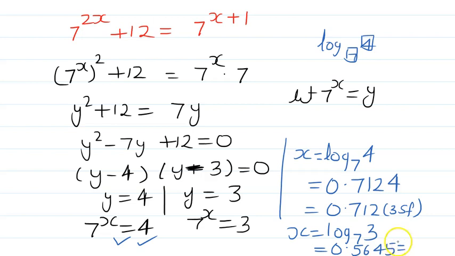Okay, and then you can write down 0.565 for 3 significant figures, 0.565, that is for 3 significant figures. Nice and easy. Let's go for another question.